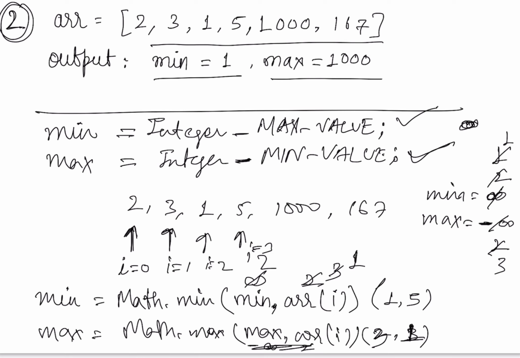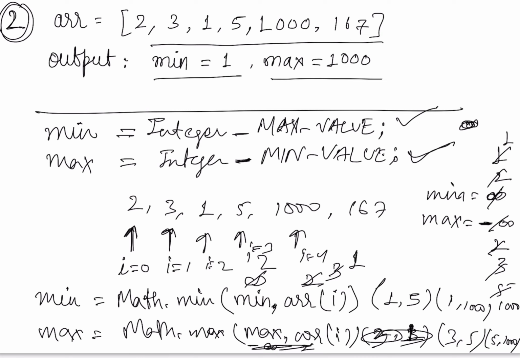For maximum, my current maximum is 3 and the current value in the array is 5. Between 3 and 5, which is maximum? 5, so we will update it to 5. Then we are at 1000, which is I equal to 4. Between the minimum value 1 and current value 1000, the minimum is 1 itself, no need to change. Similarly for maximum, we have 5 as current maximum and we are at 1000, so the maximum between 5 and 1000 is 1000. So we'll update the maximum to 1000.